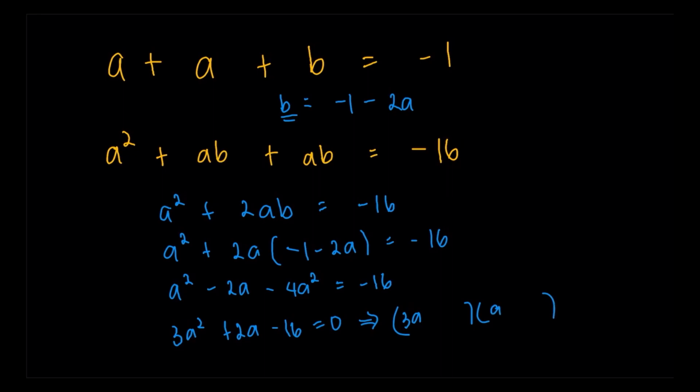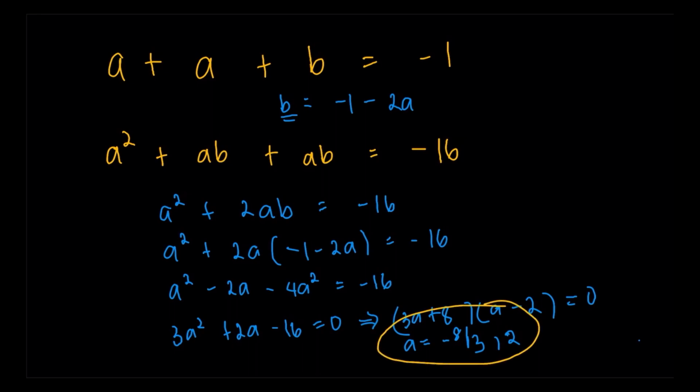Factoring gives me 3a plus 8 times a minus 2. With this factoring, a is negative 8/3 and a is 2. So I have two values for a, that's good. And let's try to get the respective values for b.